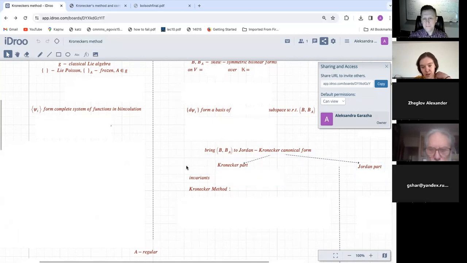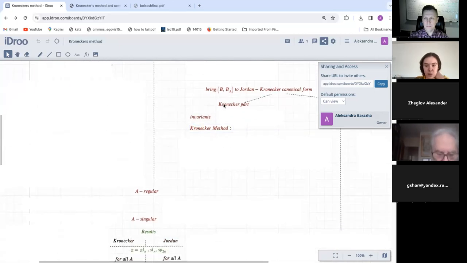So if we want to find this canonical form, we will have to find these two different parts. And for every part, I will explain how we can do it from a very algebraic point of view. To find the Kronecker part, we will use the Kronecker method. Sorry, I will explain it. And for the Jordan part, it will be even easier.